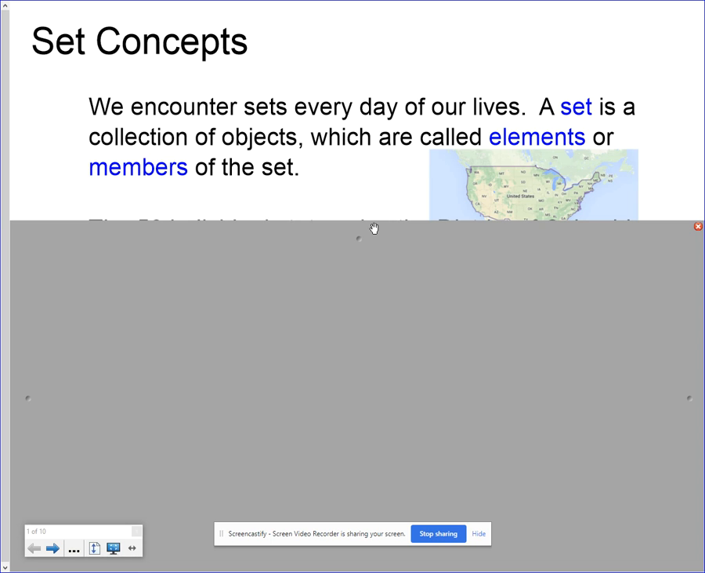Today we're going to learn about sets. We encounter sets every day of our lives. A set is just a collection of objects. The objects that are in the set are called the elements or the members of the set.